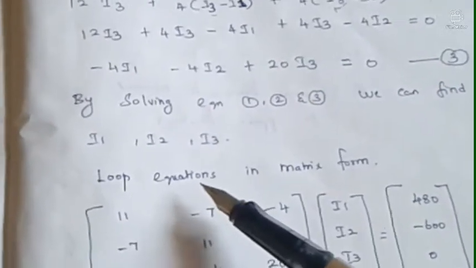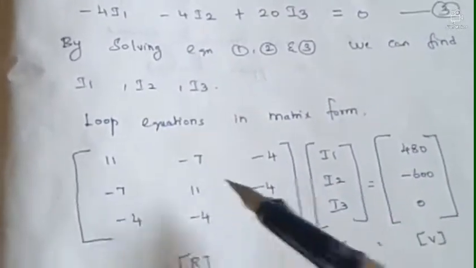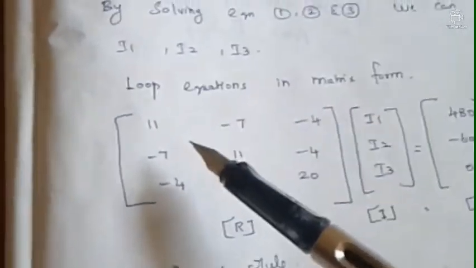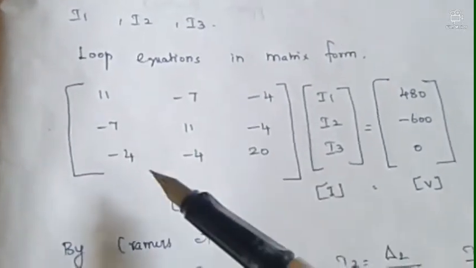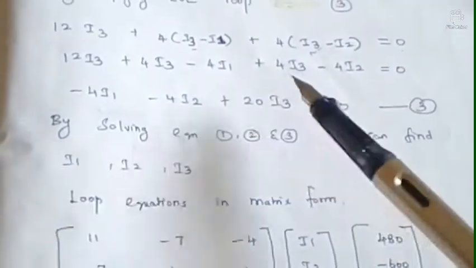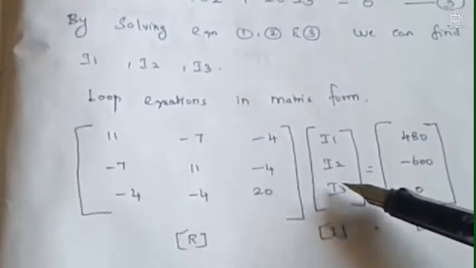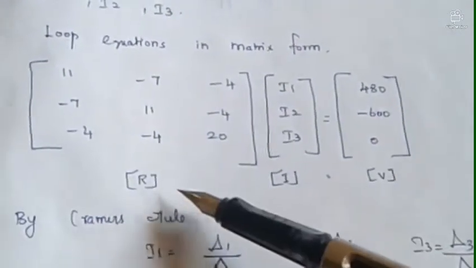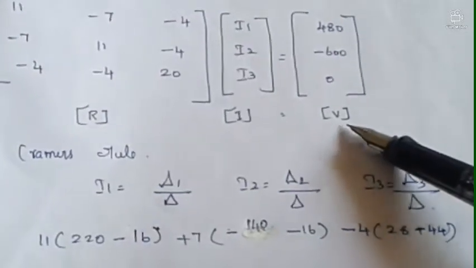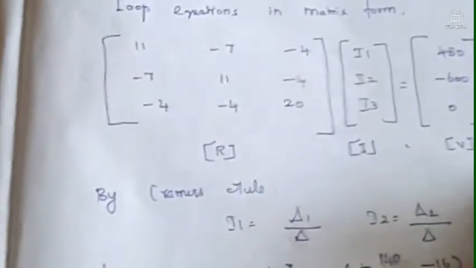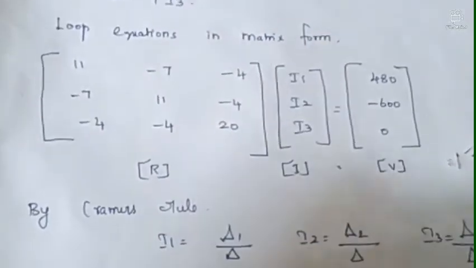So we have to represent these loop equations in matrix form. So this is the matrix form of the loop equation: 11, minus 7, minus 4; minus 7, 11, minus 4; minus 4, minus 4, 20. So these are nothing but the coefficients of the current values. And then I1, I2, I3 equal to 480, minus 600, 0. Okay, so R matrix, I matrix and V matrix. So this matrix form is actually the V equals IR form. Voltage is equal to current into resistance form.